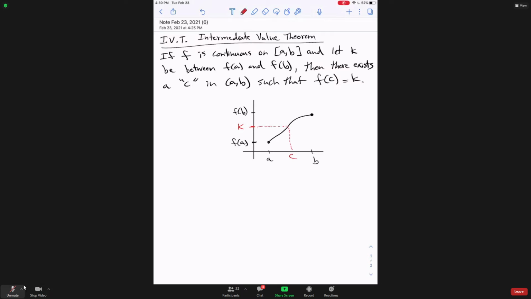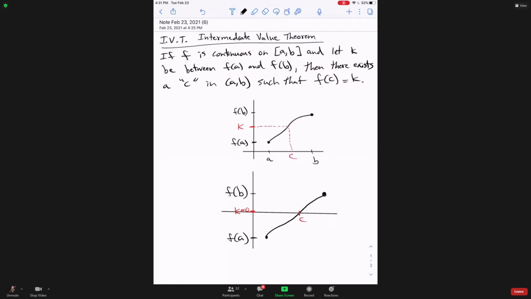Now, if you remember the homework, there were some problems where we said, all right, there's a zero in between. What they did in those problems is they had a situation like this, where you had something that looked like that. So in this case, your f(a) was, let's say, a negative value, and your f(b) was a positive value. In that problem, they let k equal 0, which would still be between f(a) and f(b). And in that case, c would be right there, where it would be a 0.